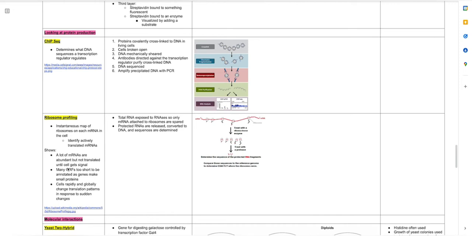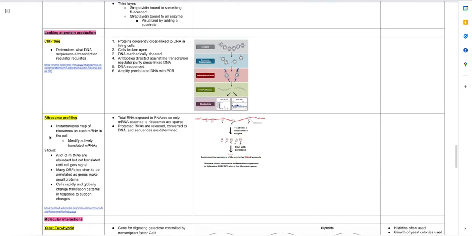The process for this is pretty easy. You add a bunch of RNases that are really good at breaking down RNA. So you break down all the RNA in a cell, except for the RNA that's being translated by ribosomes, because that's being protected. Then these protected RNAs are released, and they're converted to DNA so they're more stable. And then the sequences are determined. So you can see here the mRNA sequences that were being translated before the cell's RNAs were degraded.